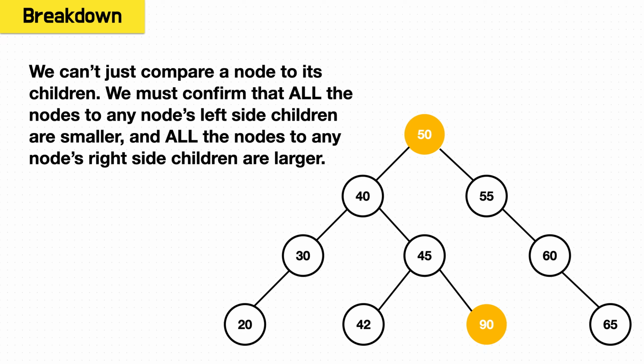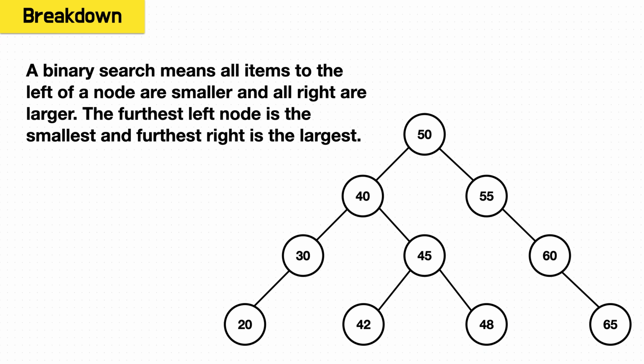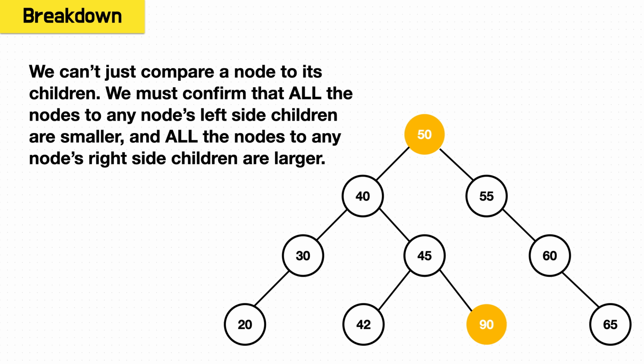However, now let's change one number. Previously we had 48 here, and now we're going to update that to 90. 90 now breaks this constraint. We have the number 50 here, but 90 is in 50's left subtree, and it's larger than 50. So it broke this constraint and is not a valid BST.